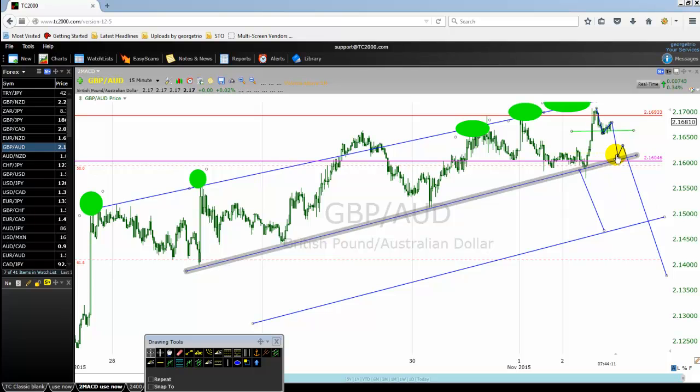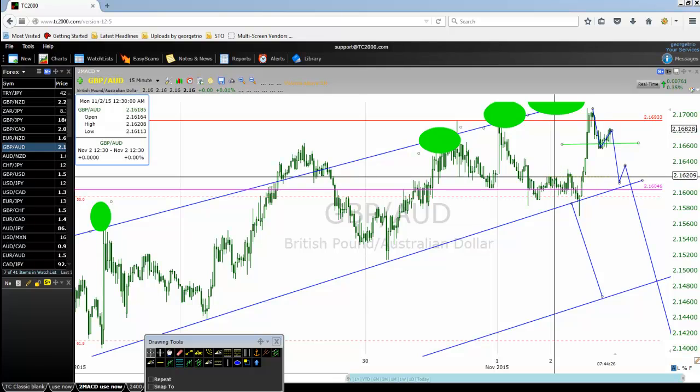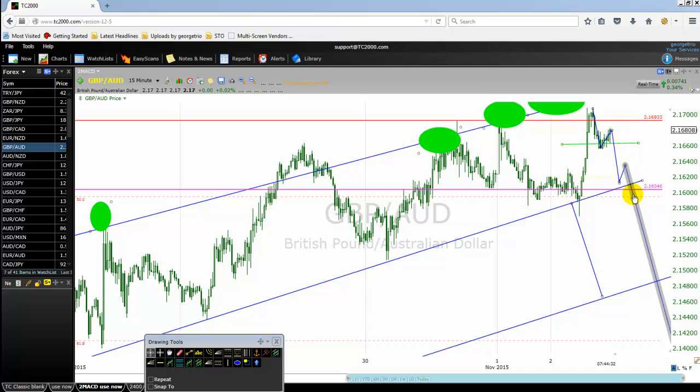All right, so probably I will see my entry at 2.1663. If it comes near the zone, I will take my first profit. Then I will wait again. If it comes out of this blue channel, or hits it, I'll prefer something like this.